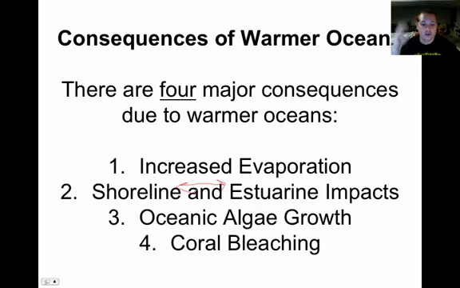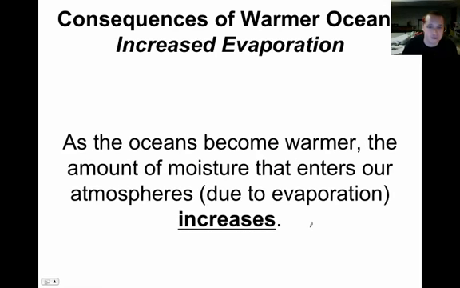So we're going to talk about the four: increased evaporation, shoreline and estuaries, and then we'll split them. Oceanic algae growth, which is also connected directly to this, which is coral bleaching, and we'll talk about how they are intertwined and go together. So let's start with the first one: increased evaporation.